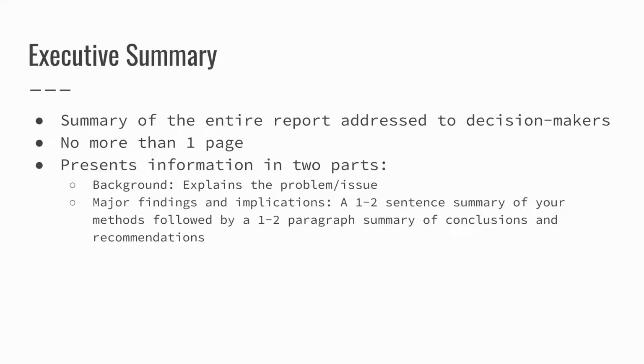So there should be about a 1 to 2 sentence summary of your methods, a very concise description of your methods, followed by a much longer 1 to 2 paragraph summary of your conclusions and recommendations. Then, the idea is if the decision maker wants to go in and read more about your research methods, they can, but they have the things you recommend or conclude right here. So that's what the executive summary is. It is part of the front matter before the official report starts.